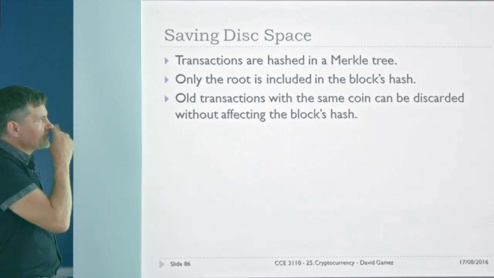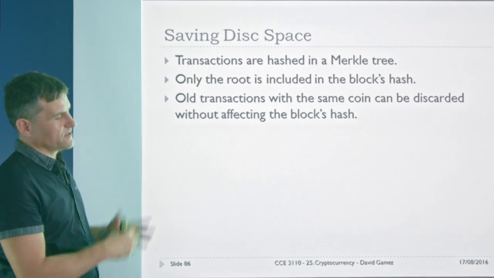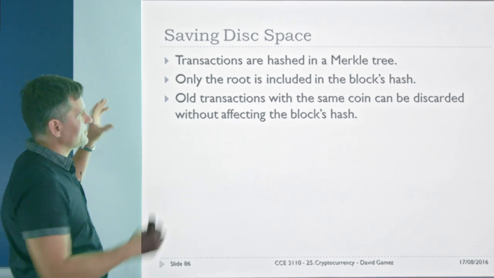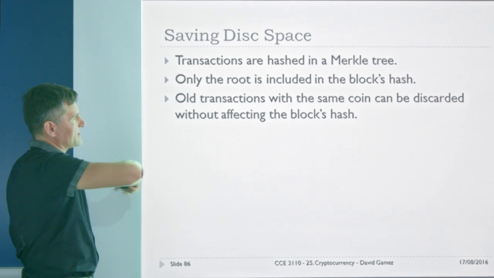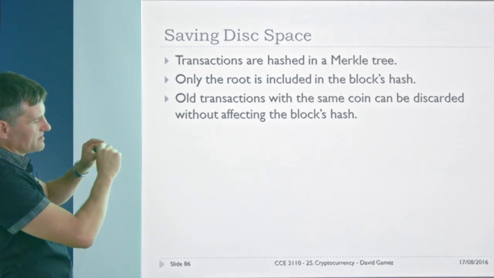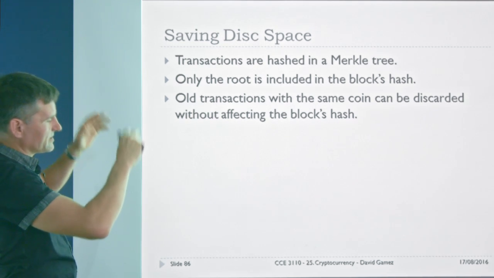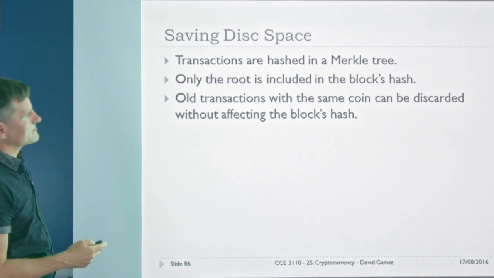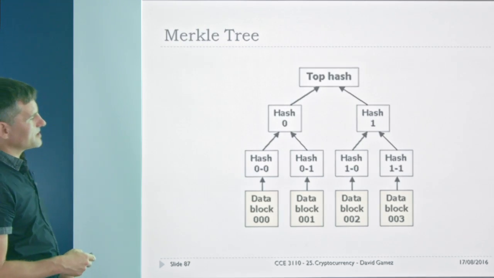To save disk space, you've got the full blockchain with all of the transactions, but you've also got a sort of compressed version of it in which the transactions are hashed in a Merkle tree. Or rather, you can get just the hashed version, or you can get the version with the full Merkle trees. So, a Merkle tree looks like this.